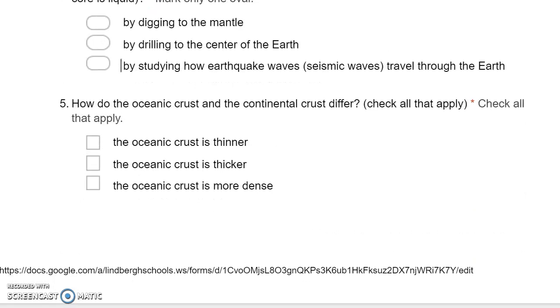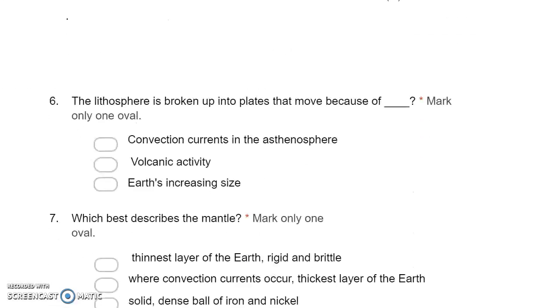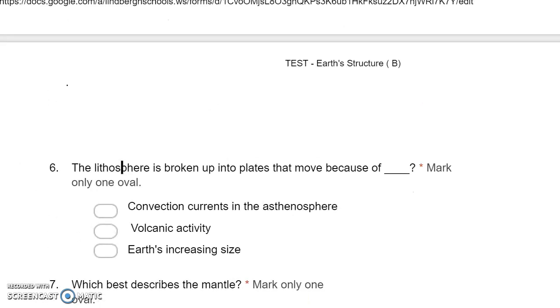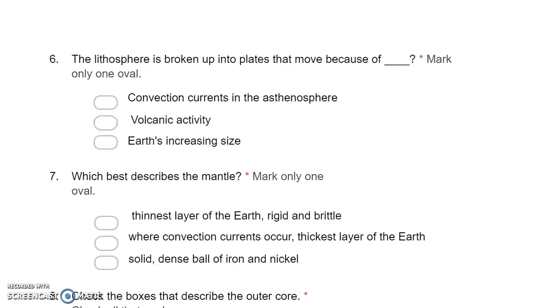Number five, how do the oceanic crust and the continental crust differ? Check all that apply. The oceanic crust is thinner. The oceanic crust is thicker. The oceanic crust is more dense. Number six, the lithosphere is broken up into plates that move because of, mark only one oval, convection currents in the asthenosphere, volcanic activity, Earth's increasing size.